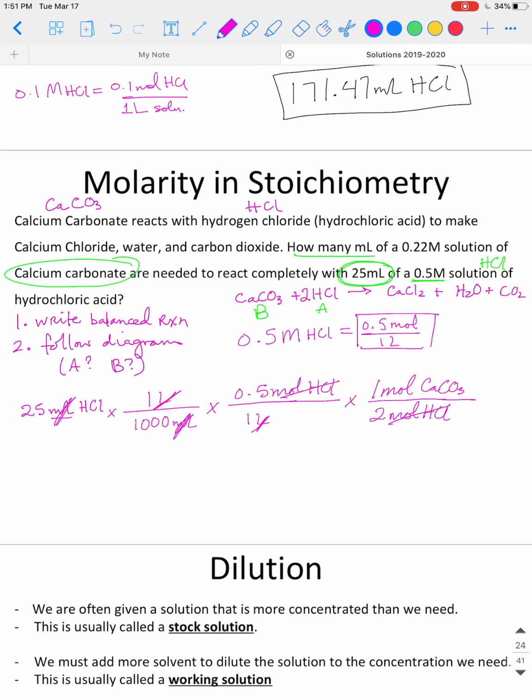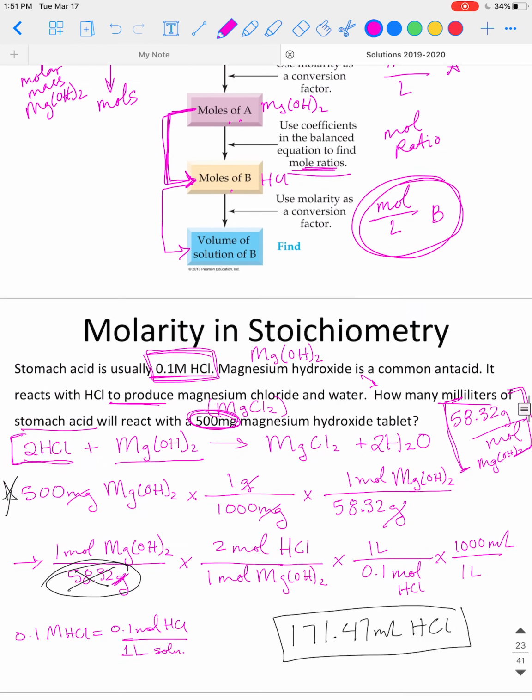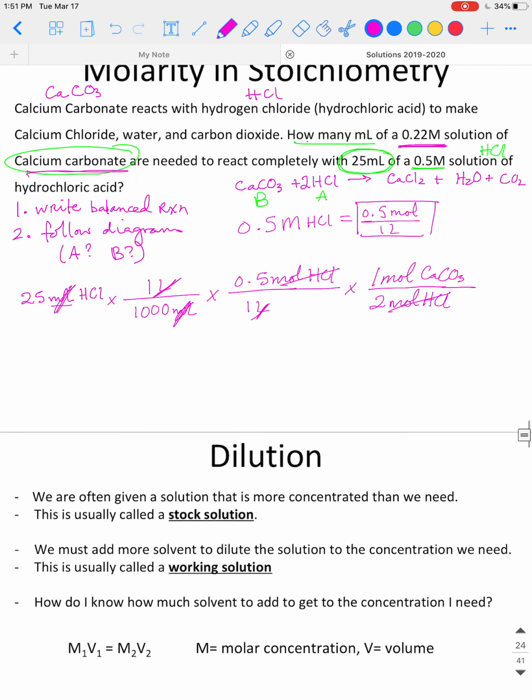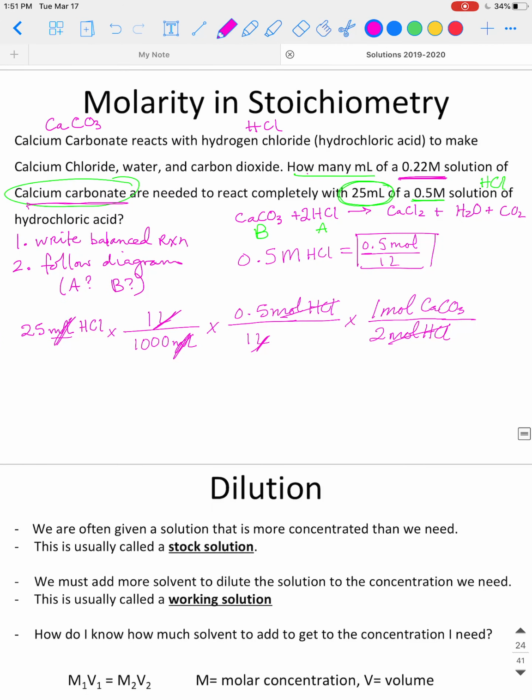And then the problem also, if you look up at the second sentence, says how many milliliters, that's what we're looking for, the volume, of a 0.22 molar solution. So here is the molarity of calcium carbonate. The last step in the diagram is once we have moles of B, which in this case is calcium carbonate, we're going to go to volume of B using the molarity of calcium carbonate. We want moles of calcium carbonate to cancel.